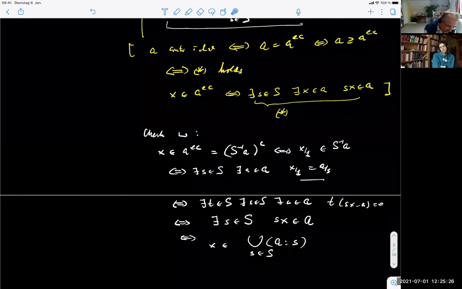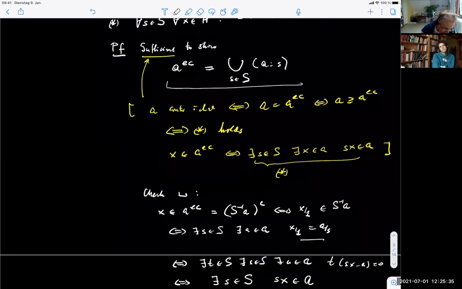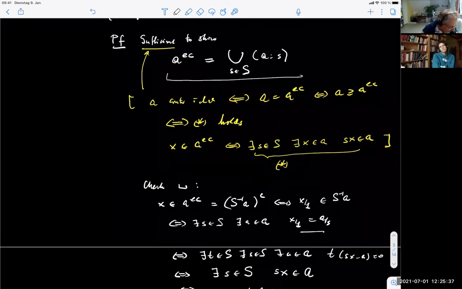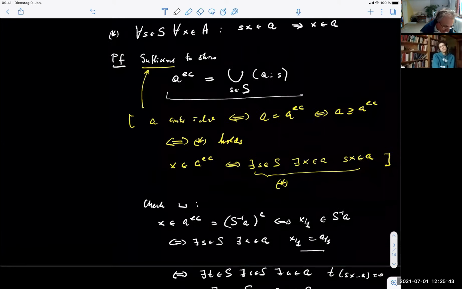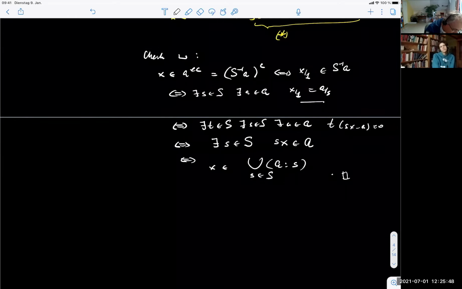So this is the proof of this. It's maybe not too illuminating, I agree, but that's what it is. Maybe we don't even have to remember it because this is a kind of messy thing, but let's go to the next claim, which is much easier and which we should remember.